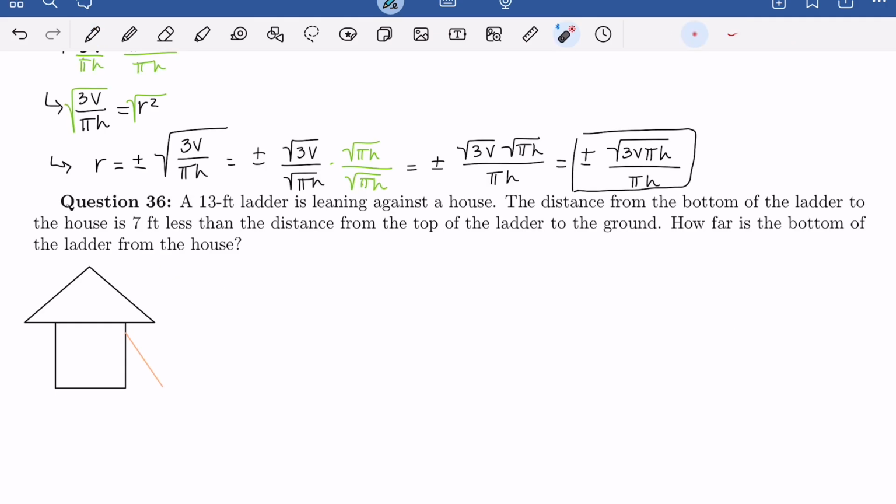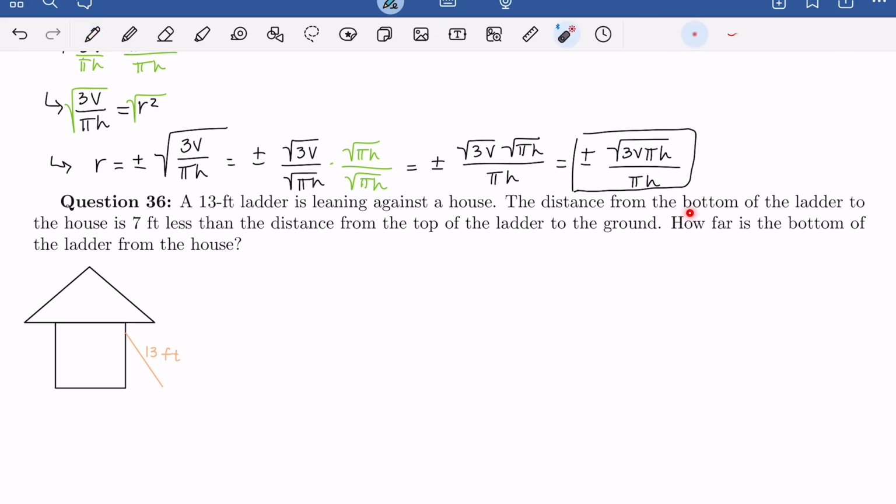For this next question here, we're going to be using our Pythagorean theorem to solve it. So we're told that a 13-foot ladder is leaning against a house. And I have that diagram here. This is the house, this is the ladder, and we're told that it is 13 feet in length.